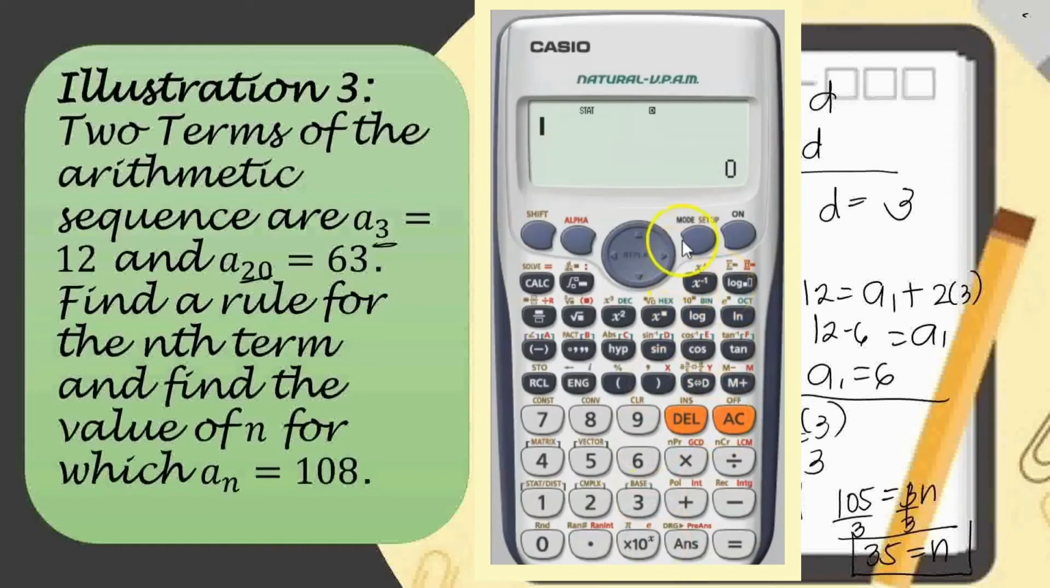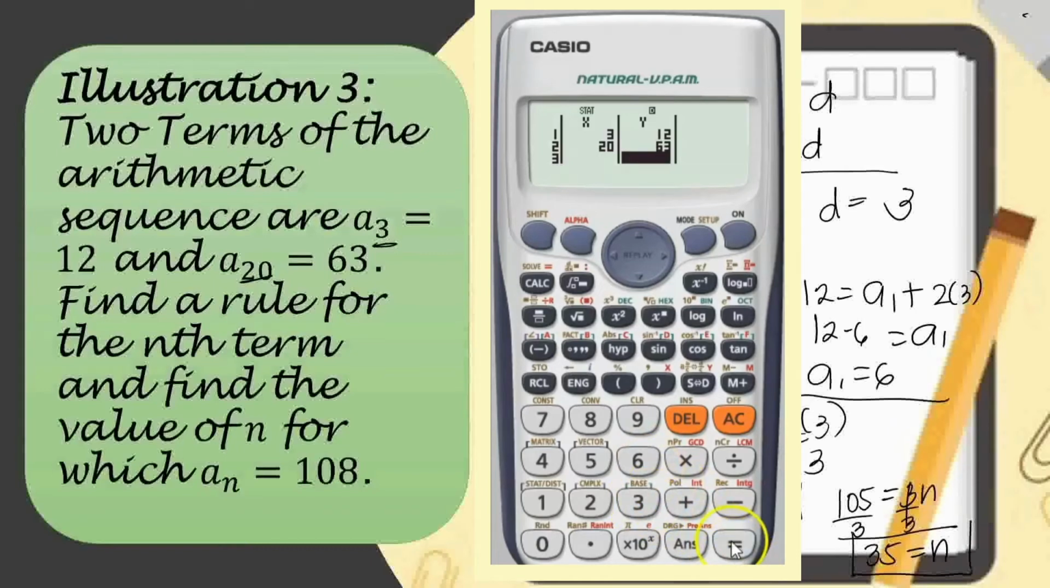So, ganun lang ulit. Mode 3, 2. And then, yung value ng x. So, yung a sub 3 and a sub 20. So, therefore, 3 pang third term. And then, yung 20th term, and then yung corresponding values nila. So, yung third term, that is 12. So, yung 20 naman is 63 daw.